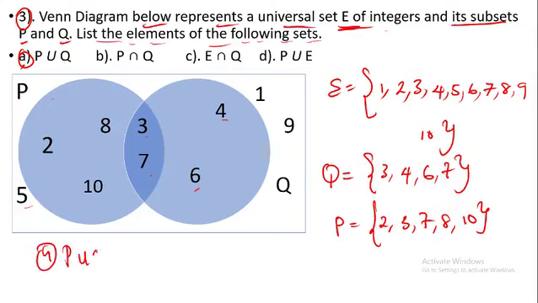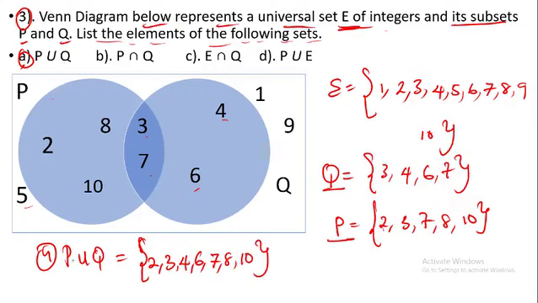P union Q. P union Q is the combination of sets Q and sets P without the repetition of any number. So we start, we have 2, we have 3, we have 4, we have 6, we have 7, we have 8, and then we have 10. That is what? The A part of this question, which is P union Q.